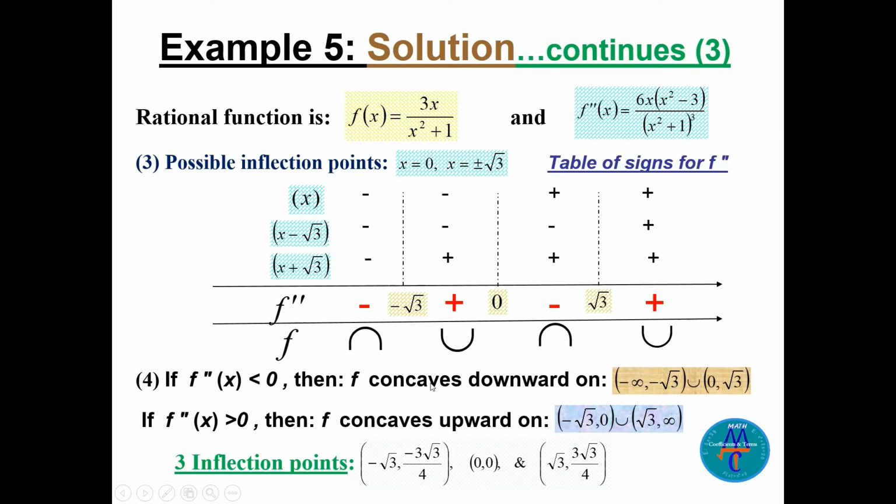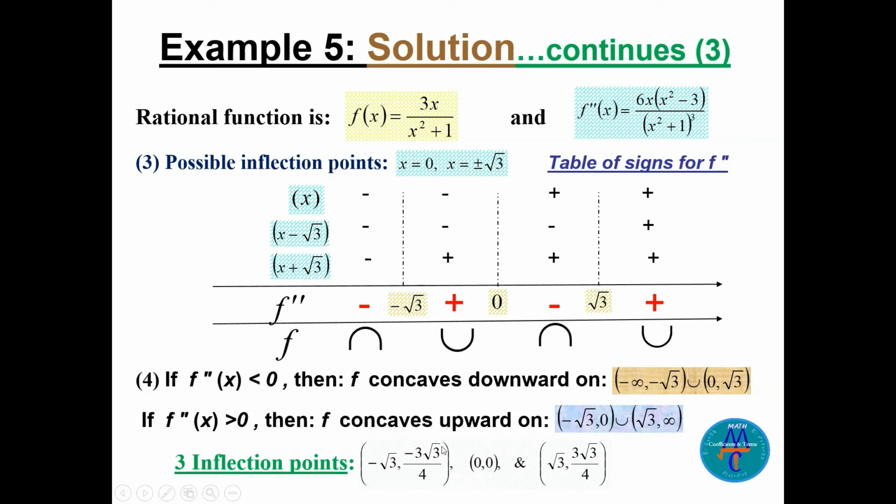F is concave downward from minus infinity to minus square root of 3, union also from 0 to square root of 3. F double prime is positive where? From minus square root of 3 to 0, this is concave upward, union square root of 3 to infinity.